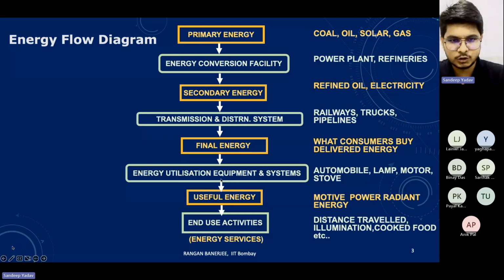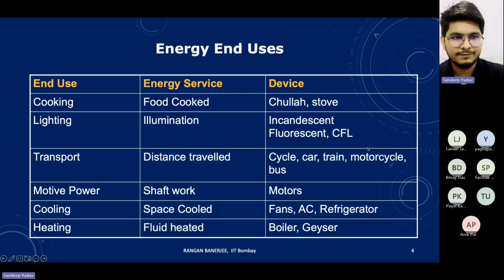That is consumed through the transmission and distribution systems, and the final energy goes into the energy utilization equipment like automotive, lamp, or solar, whatever uses that electricity or the transported form of energy. Then we get some useful energy, and finally we use it in the end user activity. That can be illumination, electricity used in illumination or any other thing that we want to use. And then we have seen the end use energy service and the device.